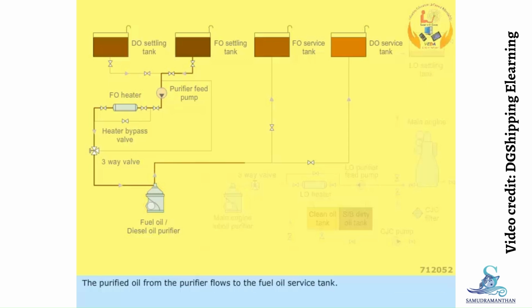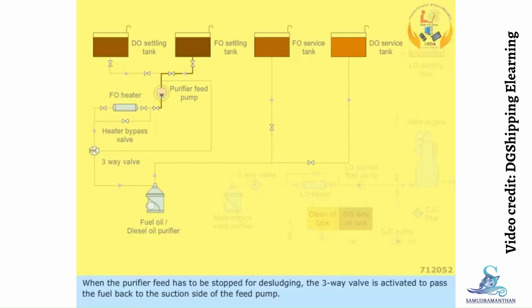The purified oil from the purifier flows to the fuel oil service tank. When the purifier feed has to be stopped for desludging, the three-way valve is activated to pass the fuel back to the suction side of the feed pump.